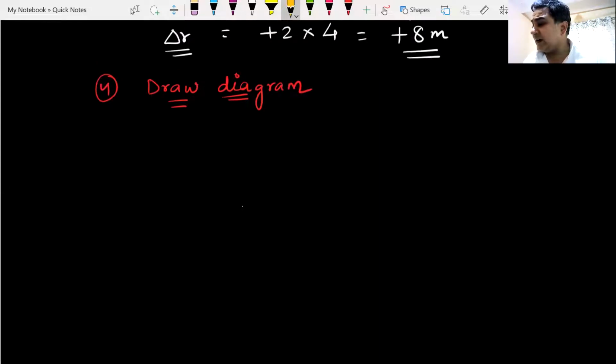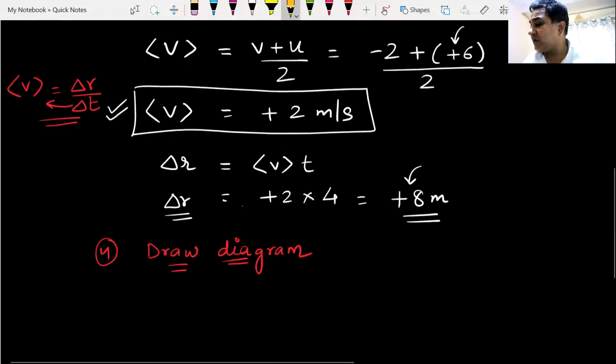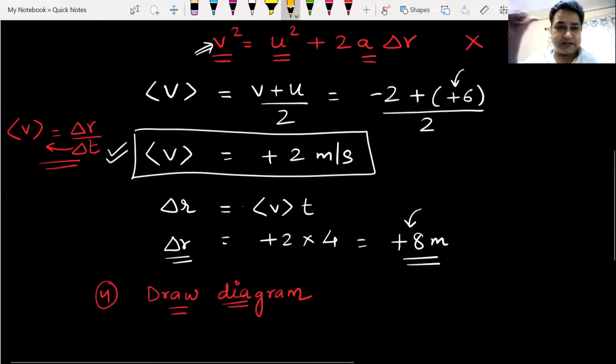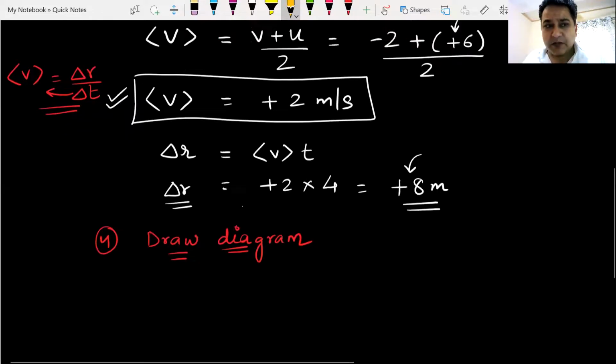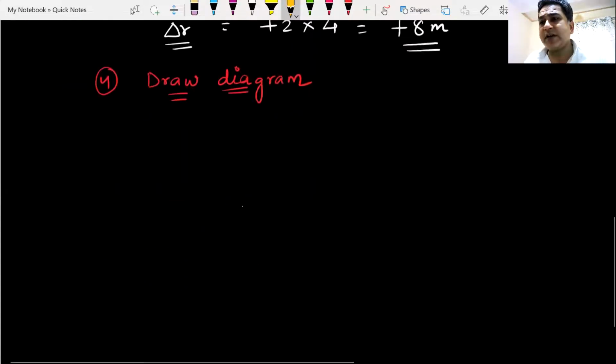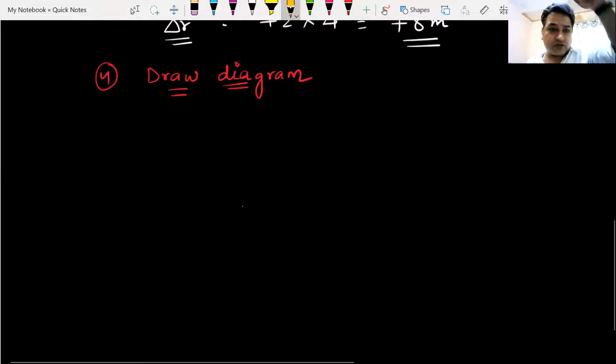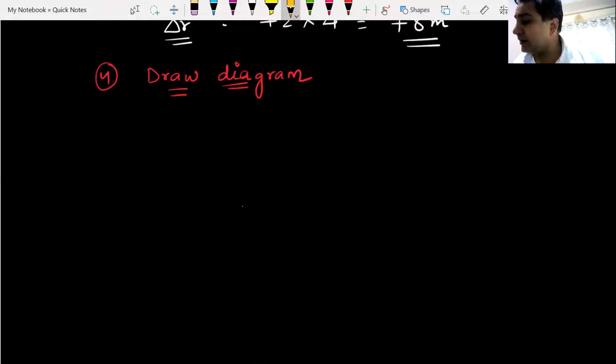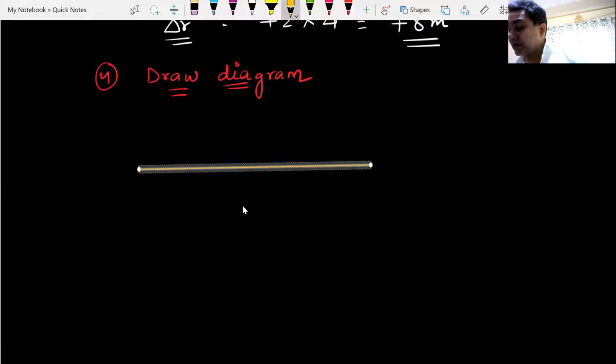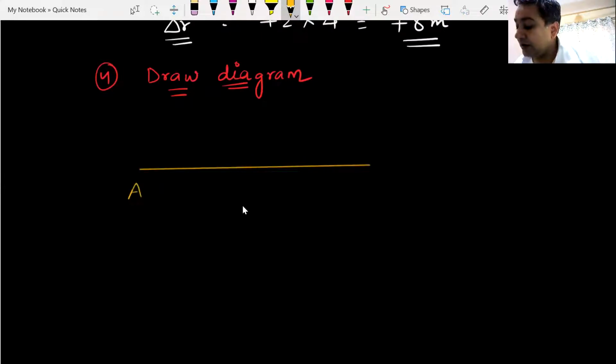Now, looking at it, the final velocity was coming as -2. That means it is coming back. That means at some point in time, it must have stopped and then turned back. That is what I'm going to draw here. I am drawing a straight line. This is point A. It started this journey from point A. Then it reached point B.